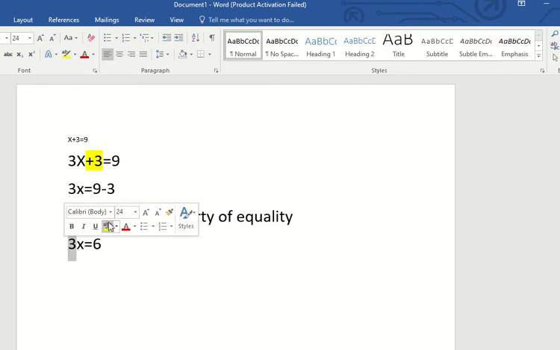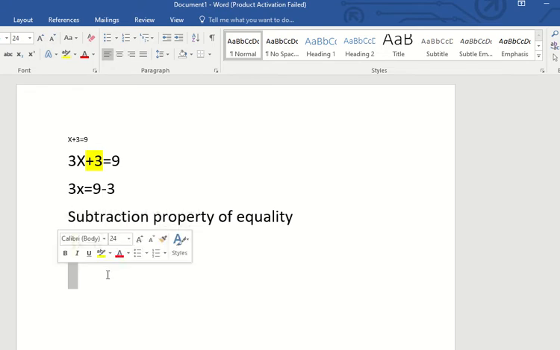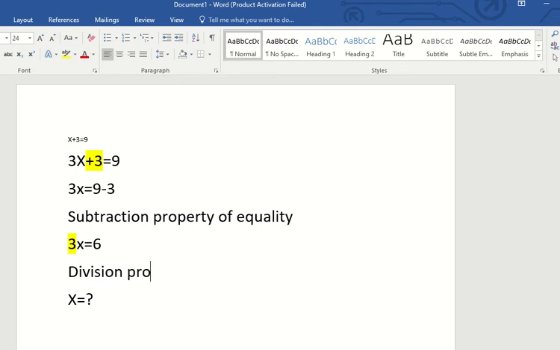And here we will now cut this 3 from here. We don't need this 3. So we will divide both sides by 3 to cut this 3 with this x, because at the end, what we need is x. So we will be using here the division property of equality.